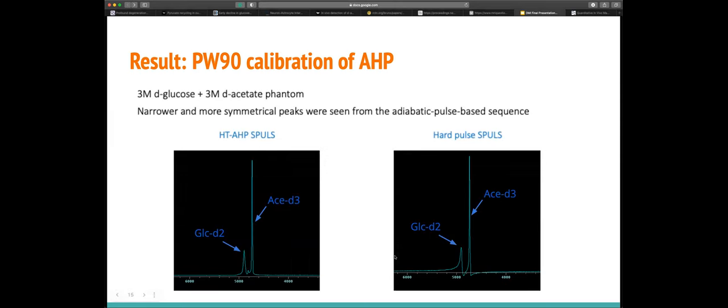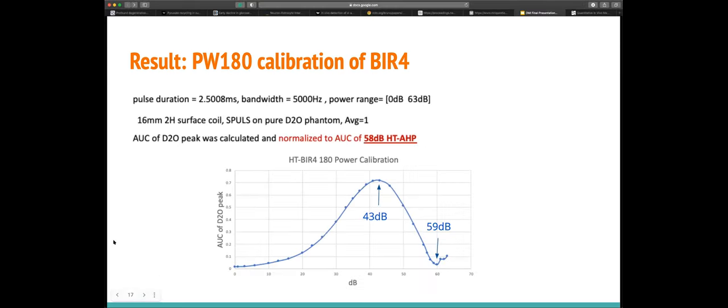And here we compare the spectral response using the adiabatic pulse and the conventional hard pulse. Apparently we get narrower and more symmetrical peaks from the adiabatic pulse based sequence, which means we have less phase distortion and are overcoming B1 inhomogeneity. Here we repeat the same thing for the calibration of the 180 pulse of the BIR-4.